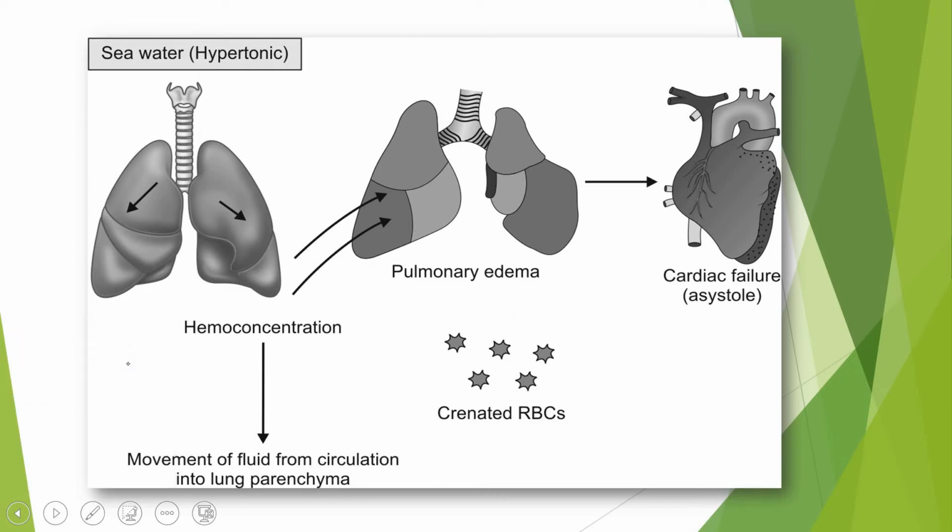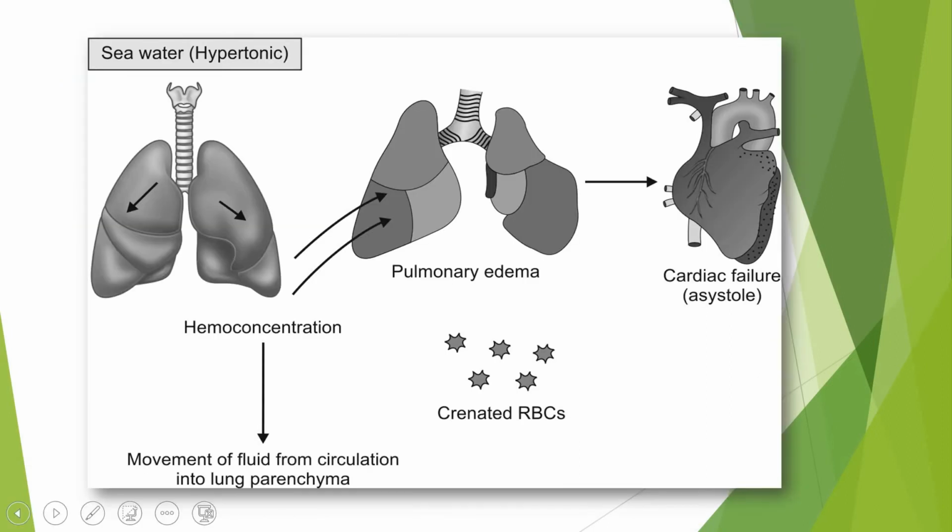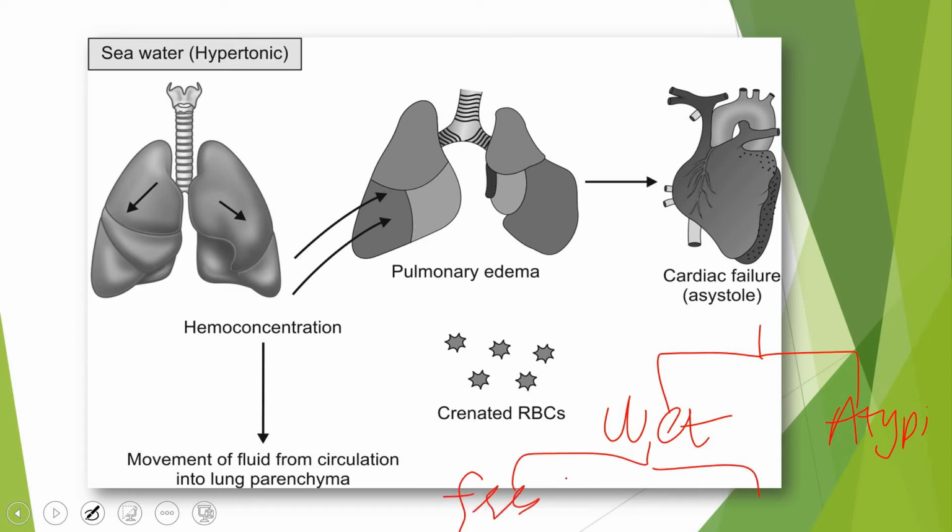So the paradigm we previously established, we said that drowning can be divided into wet drowning and atypical or dry drowning. And wet drowning can be in fresh water, and wet drowning can also be in sea or salt water. And we have discussed this half of the classification of drowning, and now we are left with the atypical drowning. So in the next slide we are going to discuss that.